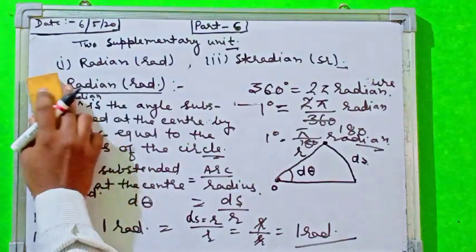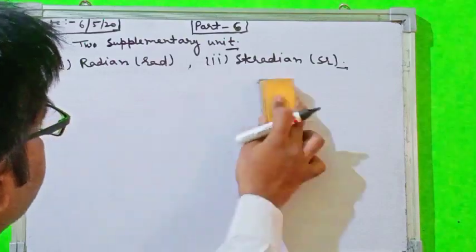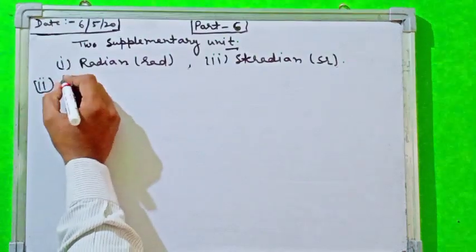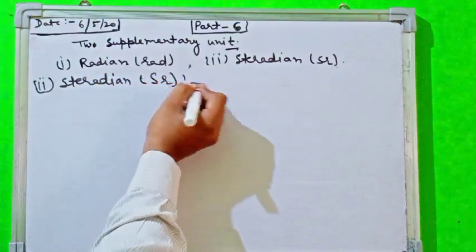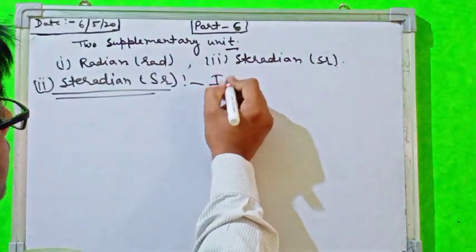Now the second unit is steradian, that is sr. First of all, we come to know what is the meaning of steradian, and of what thing steradian is used as a unit for measurement. So it is the unit of solid angle.